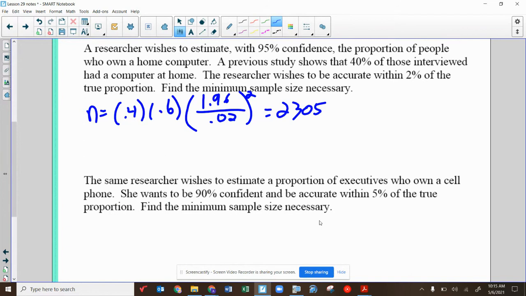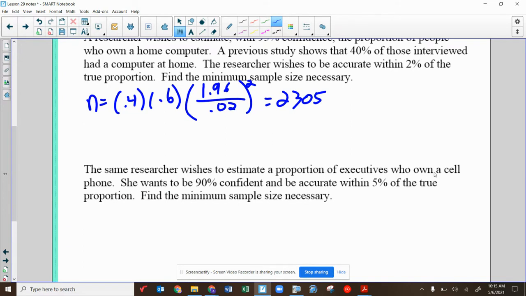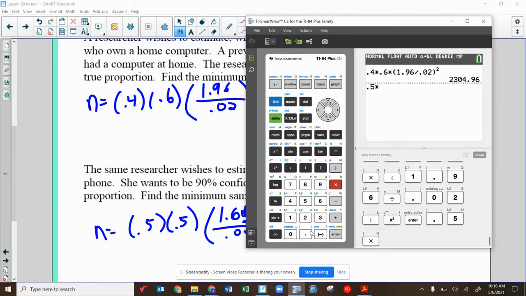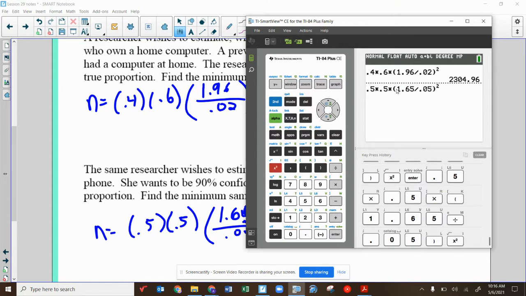All right, here's one where they don't give p hat. Same researcher wishes to estimate the proportion of executives who own a cell phone. She wants to be 90% confident and be accurate within 5% of the true proportion. Okay, so since we don't know p hat, make that 0.5, which makes q hat 0.5. 90%, 1.64. I'm sorry, 1.65. Accurate 5%, squared. A lot of people forget that squared on that. 0.5 times 0.5 times 1.65 divided by 0.05 squared. Make sure you put parentheses around the 1.65 divided by 0.05 because you want to square both of those. So 273. Remember, always take that and round that up.